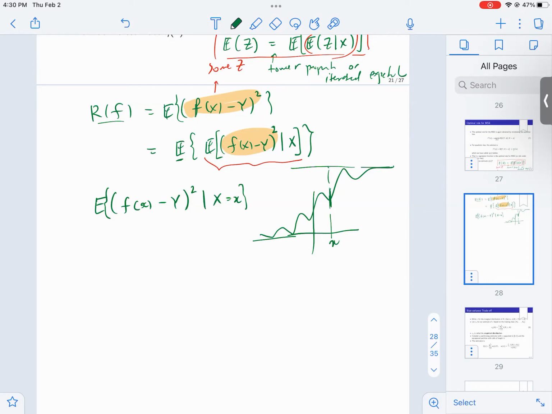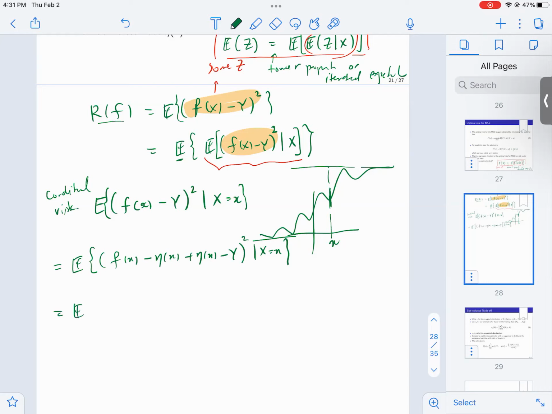Does that sort of make sense? So we're going to analyze this conditional risk. If you expand this, what I'm going to do is f of x minus eta of x plus eta of x minus y, squared. Okay, add and subtract the actual regression function. And then I'm going to expand.